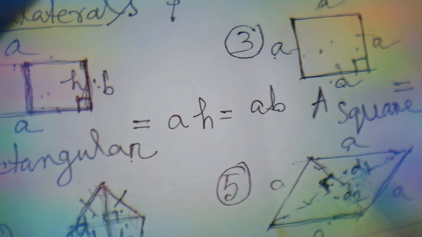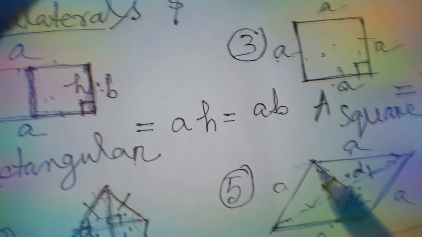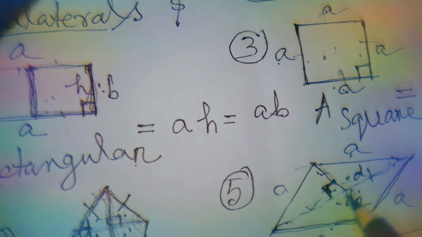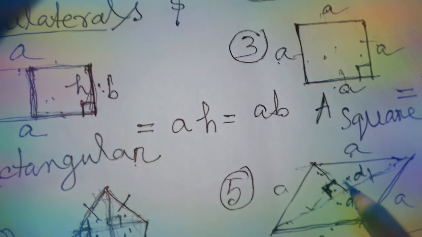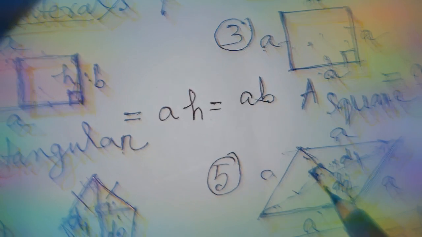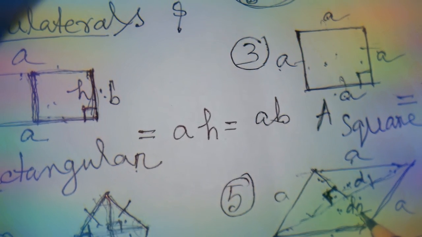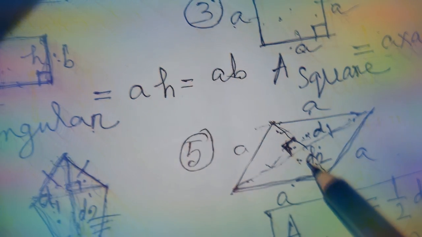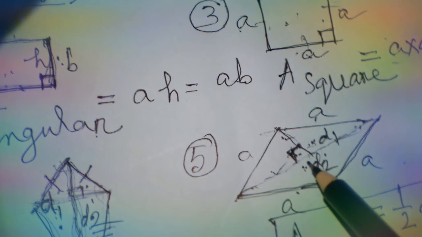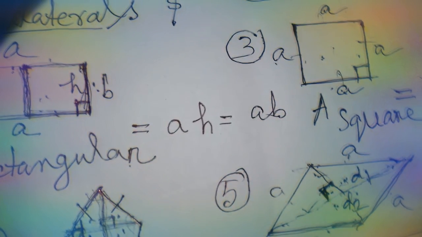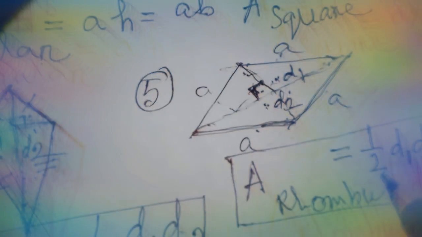So if these two diagonals are drawn, then this will be 90 degree, this will be 90 degree, this will be 90 degree, this will be 90 degree. That means the diagonals bisect each other perpendicularly. Okay, all the sides are equal. So the area of a rhombus is half D1 into D2.